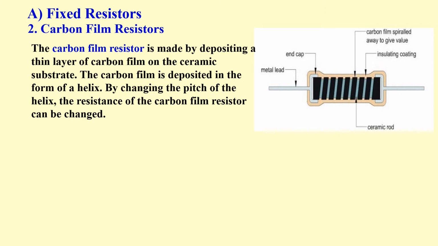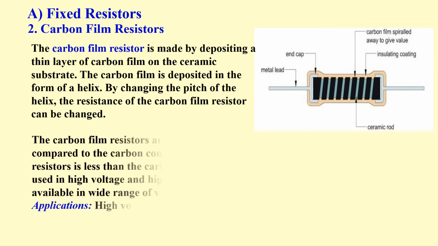Number two is carbon film resistors. The carbon film resistor is made by depositing a thin layer of carbon film on the ceramic substrate. The carbon film is deposited in the form of a helix. By changing the pitch of the helix, the resistance of the carbon film resistor can be changed.